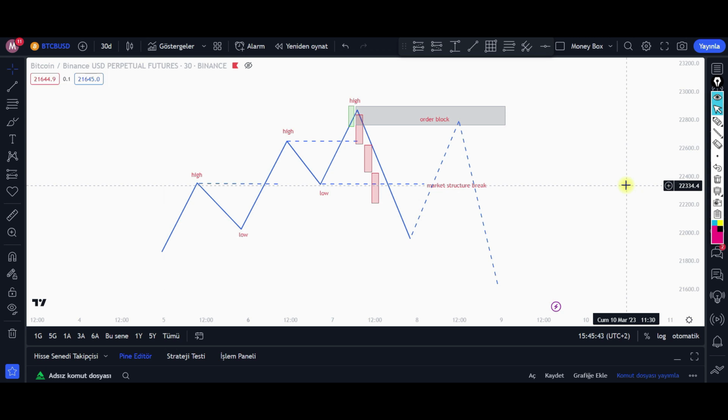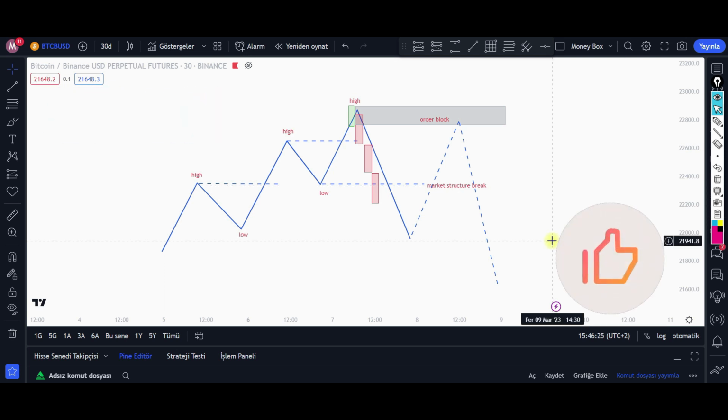My next video will be a backtest video about order blocks, and as I promised, I will keep uploading all liquidity concept videos in order to teach you breaker blocks, mitigation blocks, fair value gaps, and imbalance points in order to help you become a successful trader.